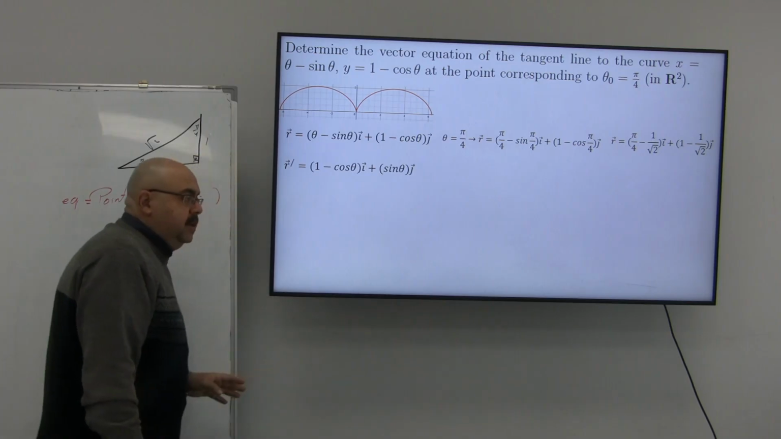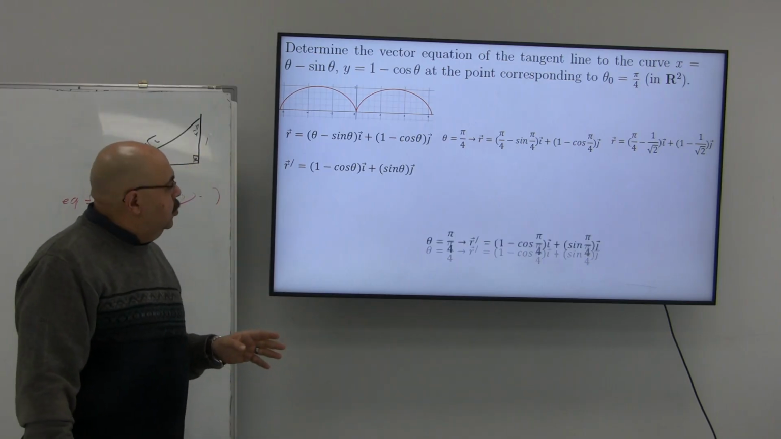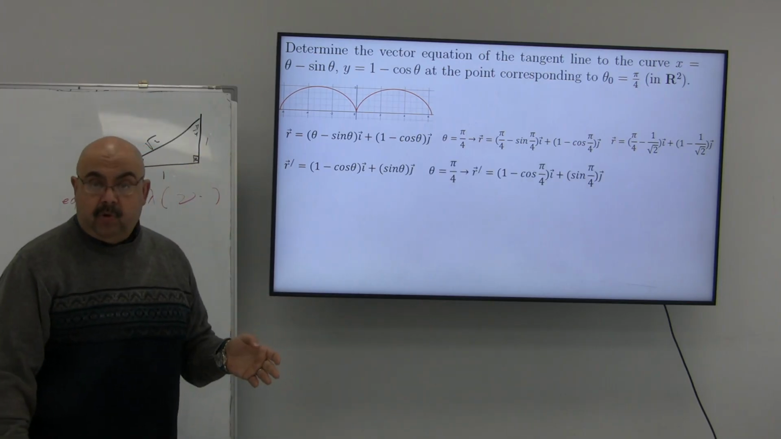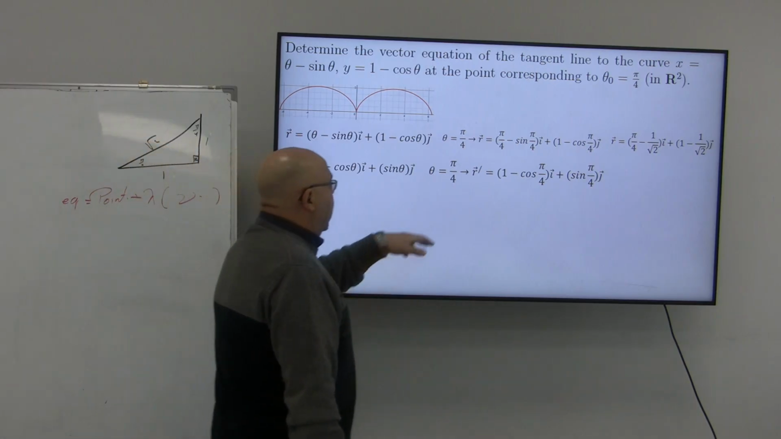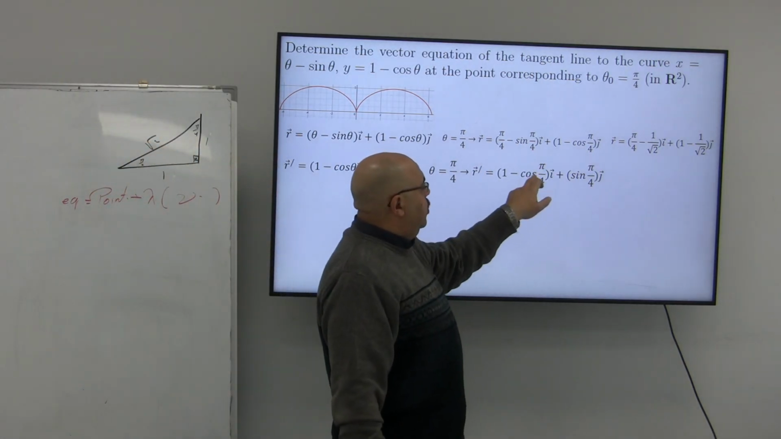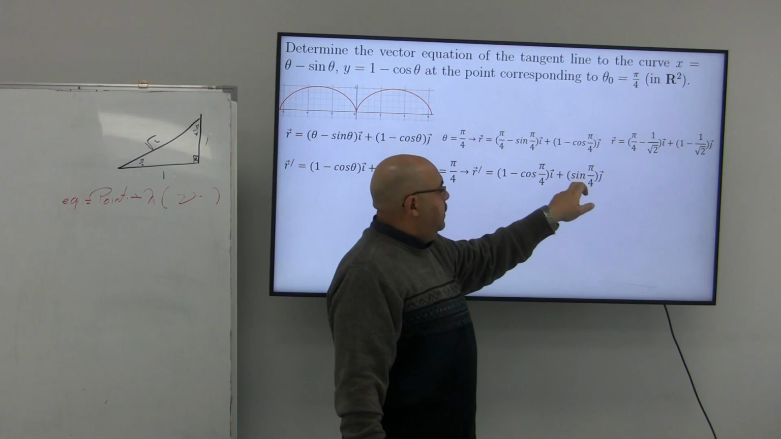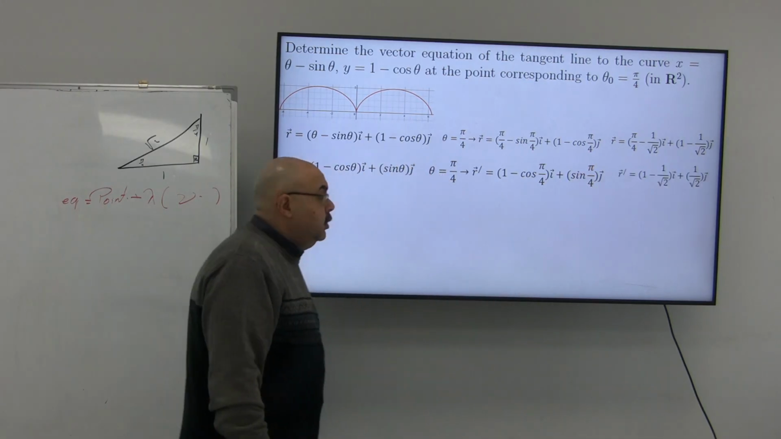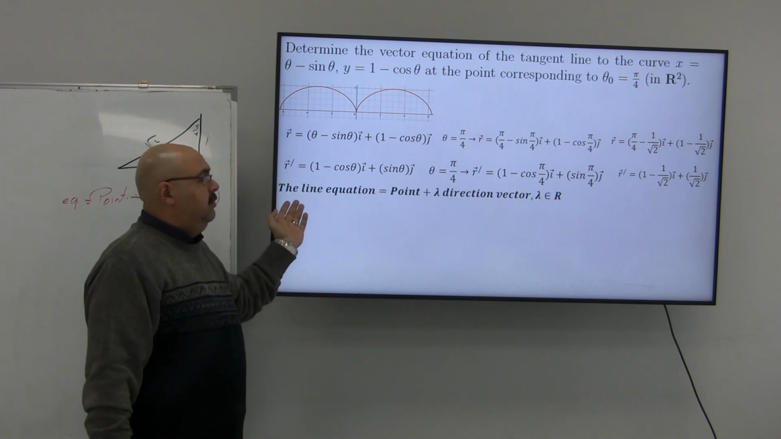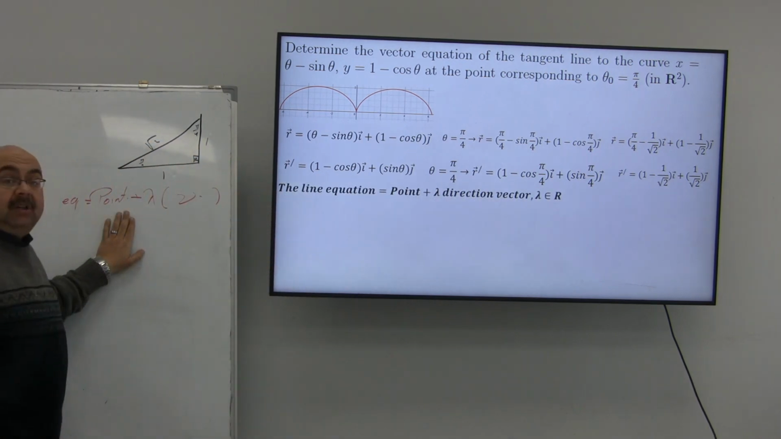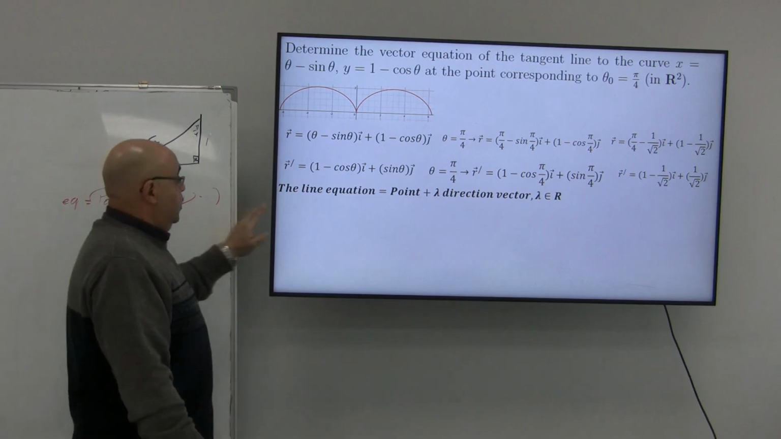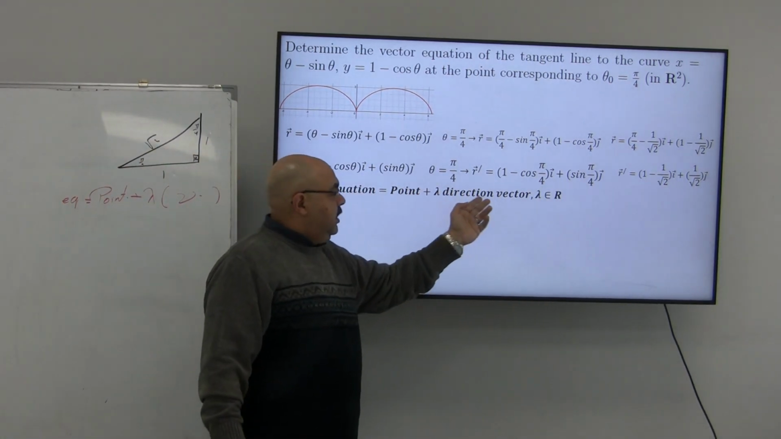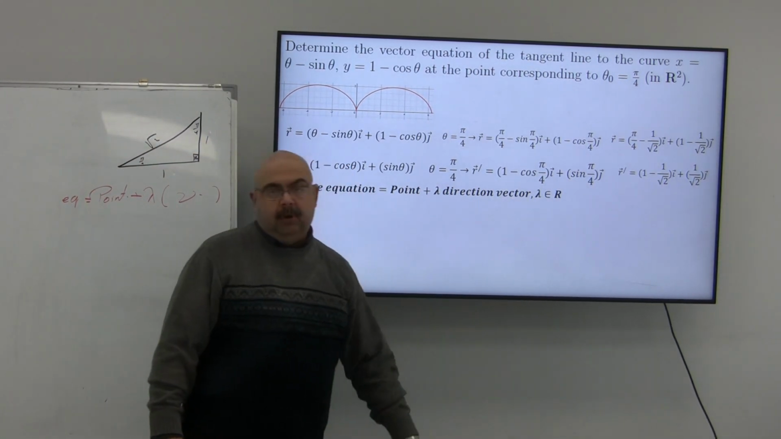In a similar manner, using the substitution with theta equal to pi over 4, I will have 1 minus cosine pi over 4, which is 1 over root 2, plus sine of pi over 4, which is also going to be 1 over root 2. Now I'm ready to write the equation of a straight line, exactly like what I told you, which is the point plus lambda times the direction vector, where lambda belongs to R.